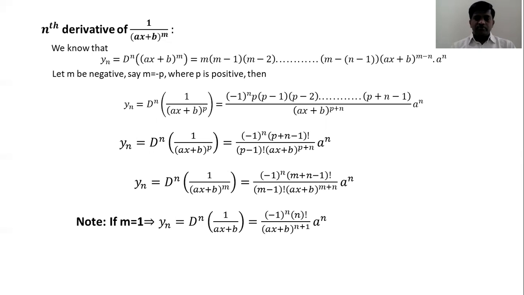Note, if m is equal to 1, the above nth derivative reduces to the nth derivative of 1 by ax plus b is equal to minus 1 to the power of n, n factorial divided by ax plus b whole to the power of n plus 1 into a power n.